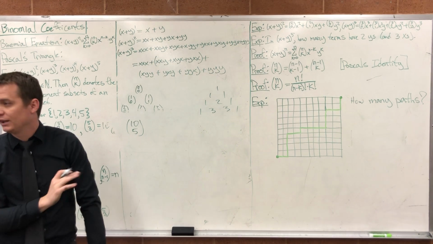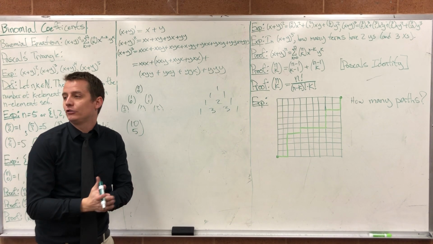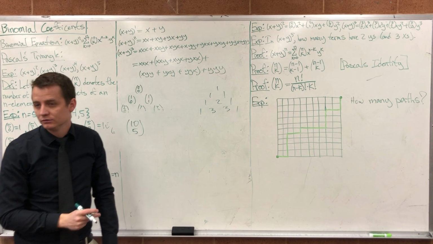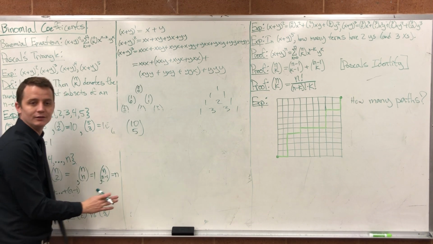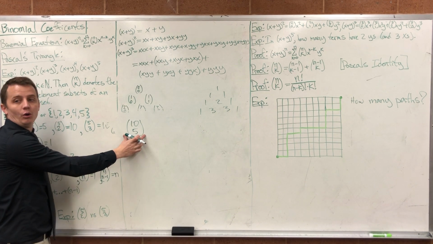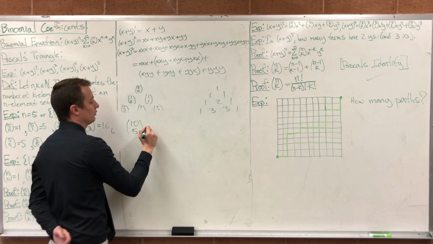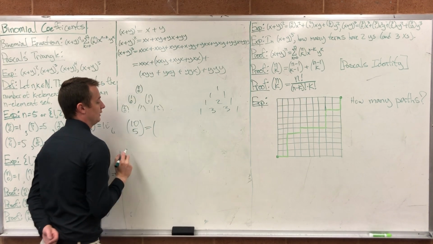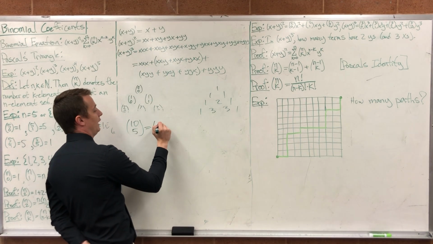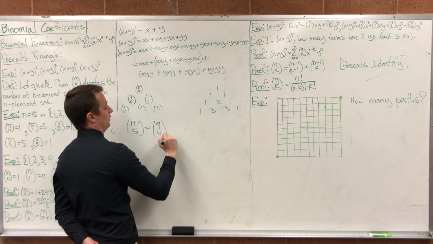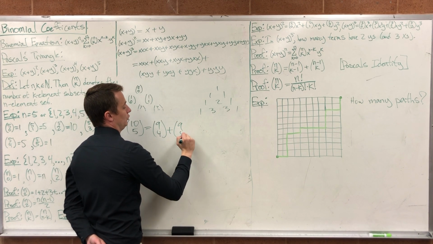We'll pretend that there's 10 students in this class. I may choose 5 of you to get a special award. I may give 5 of you a Snickers bar. So here's one way to count it. There's another way that I could think about this, as 9 choose 4 plus 9 choose 5.